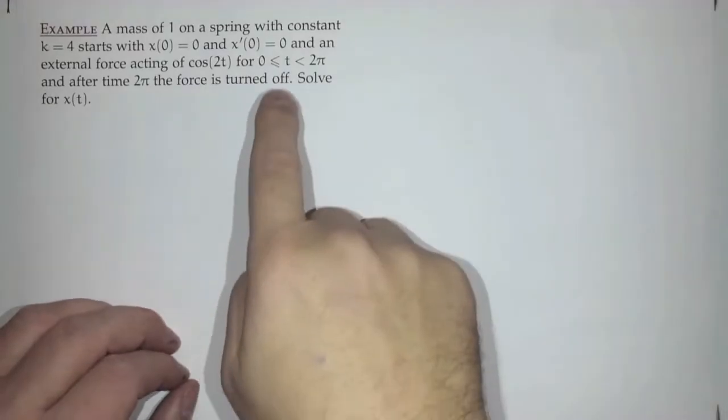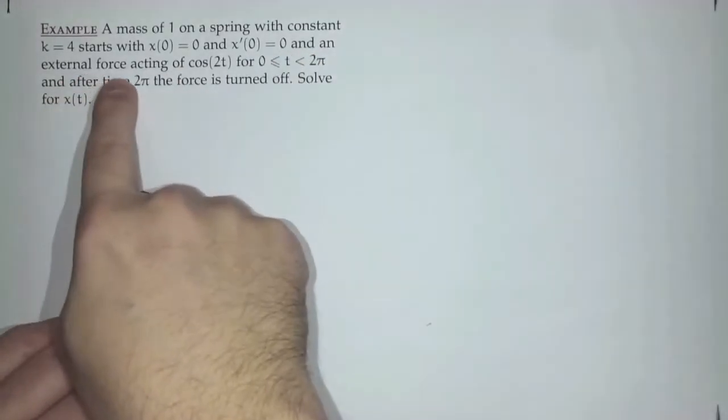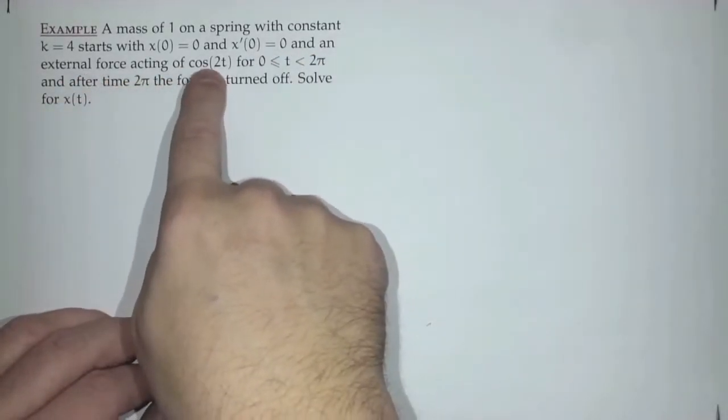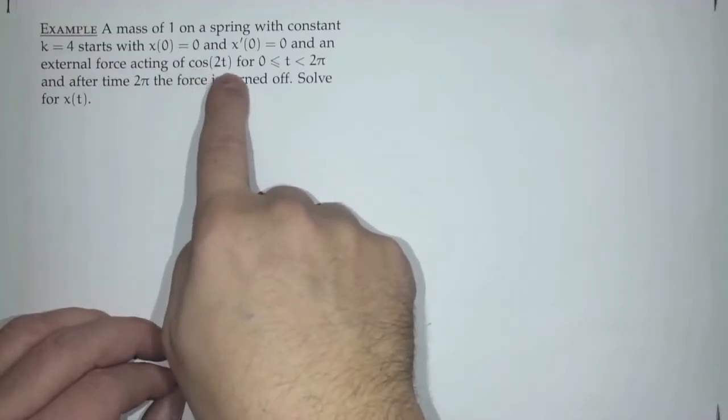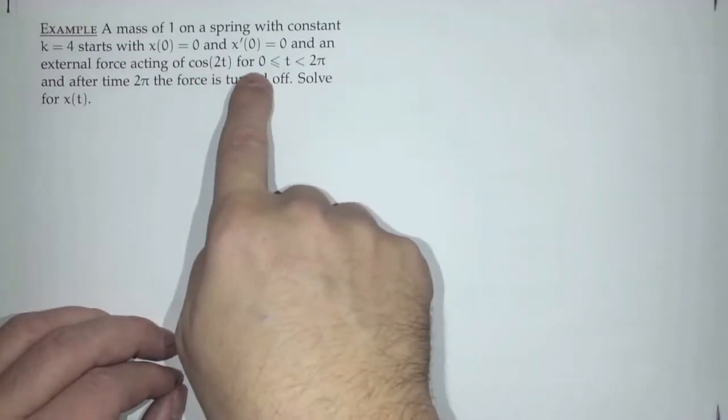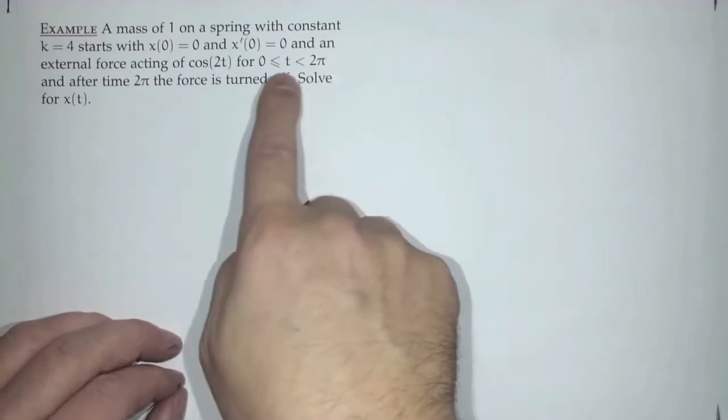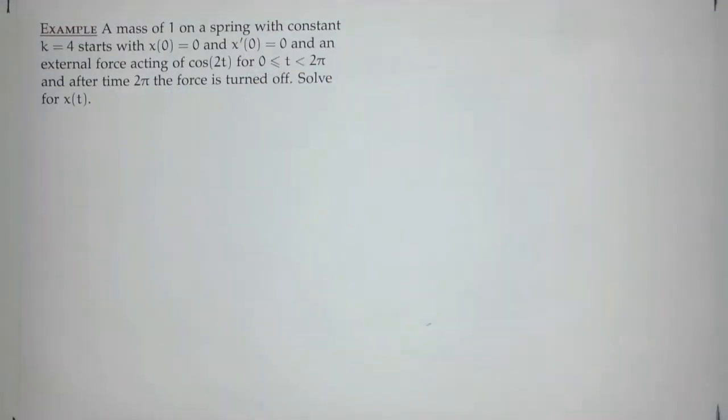Okay. But there's an external force acting, and that force is cosine 2t. And that force doesn't go forever. It just acts for a little bit of time, from time 0 up to 2 pi. And then, after time 2 pi, the force stopped acting. And now, solve for x of t. Okay. So, that's the problem. All right.